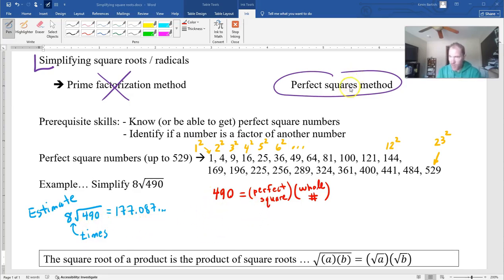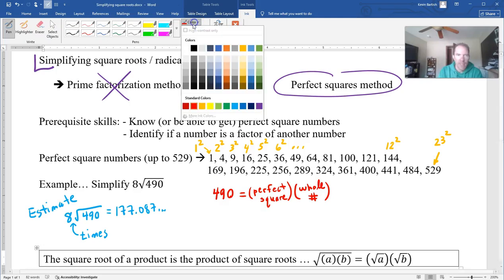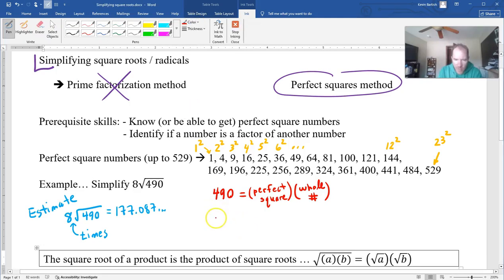So if we're using the perfect squares method, the 8 I'll bring back later, but I'm going to focus on what's inside the square root, 490. And I'm going to say I want to find 490 as one of these perfect square numbers times a whole number. So again, this is why I had to go up to 23 squared, just to make sure 529 is bigger than 490, but I don't need to check it. 484 is where I would start my search, and I would say, is 490 equal to 484 times some number? Is it a whole number? And I can work through that, but I'm going to skip that.